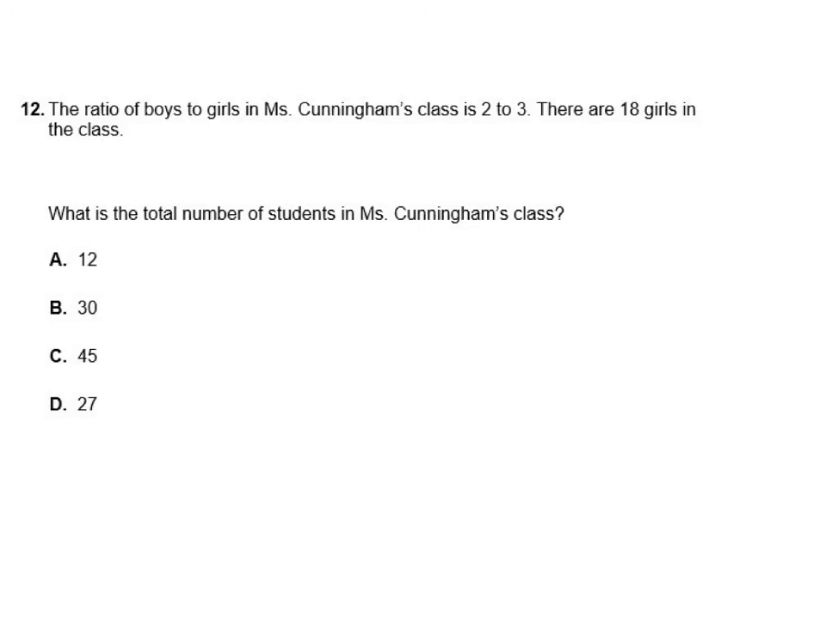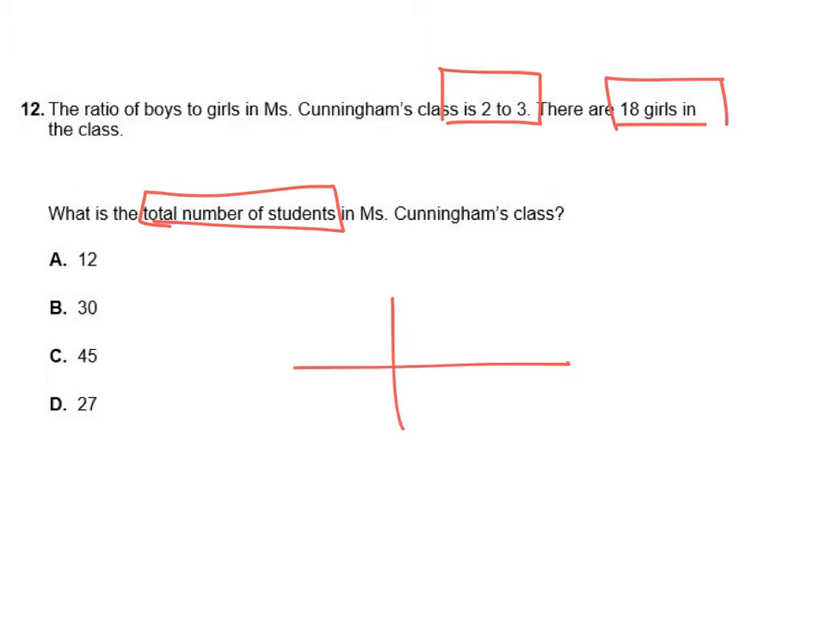Okay. Number 12. The ratio of boys to girls in Mrs. Cunningham's class is 2 to 3. There are 18 girls in the classroom. What is the total number of students in Mrs. Cunningham's class? So they gave us the original ratio, they started off the new one, and they want to know the total number. So we need to set up that one chart.